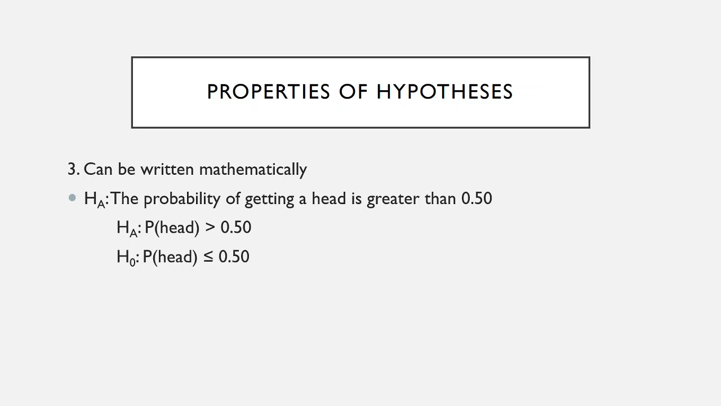The notation for the null hypothesis should again cover all logically possible realities outside of the alternative hypothesis. So whereas the alternative hypothesis is that the probability of heads is greater than 50%, the null hypothesis should be that the probability of getting heads is at or less than 50%. Notice that greater than and less than or equal to, those two bits of notation make sure that we're covering all possible outcomes.